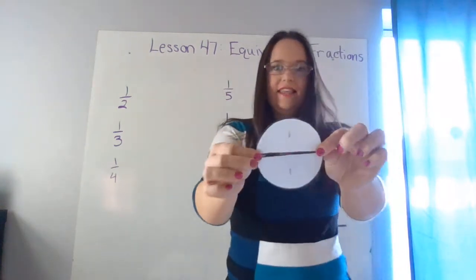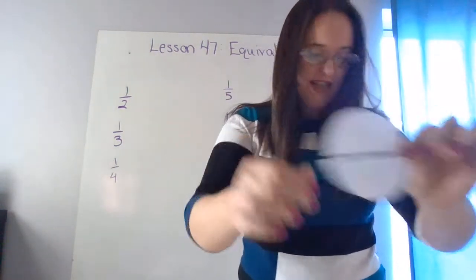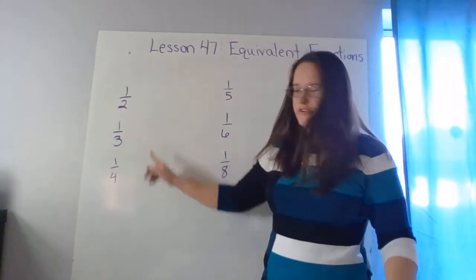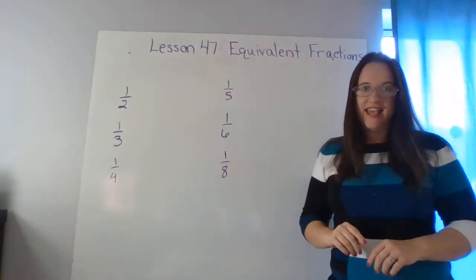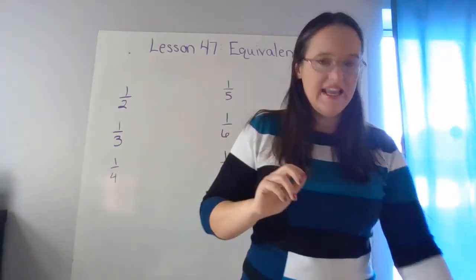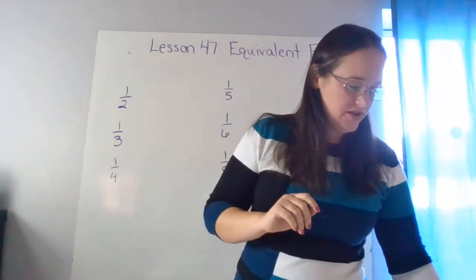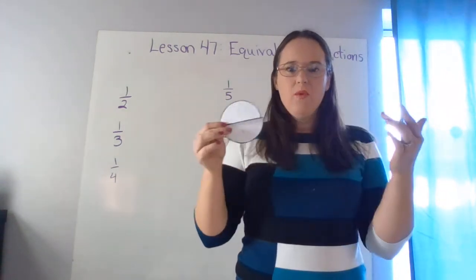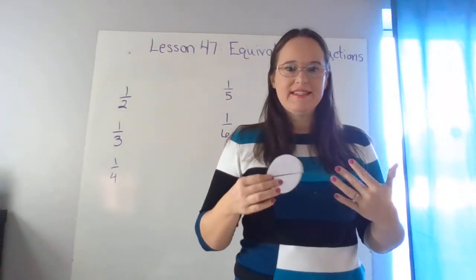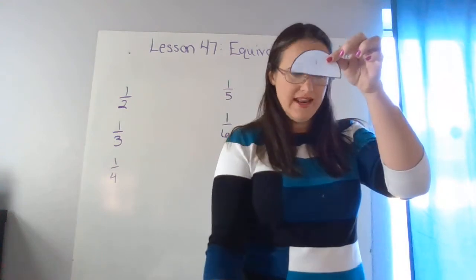So they look like this. Here are the halves, and then we also have thirds, fourths, fifths, sixths, and eighths. And so the first thing we're going to do today is play around with these fraction circles to see what pieces make the same size. So I'm going to start with 1/2 here.